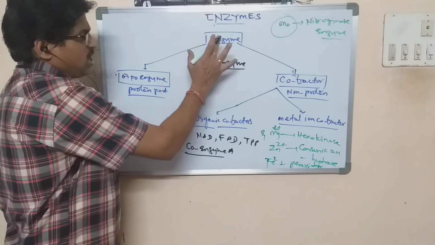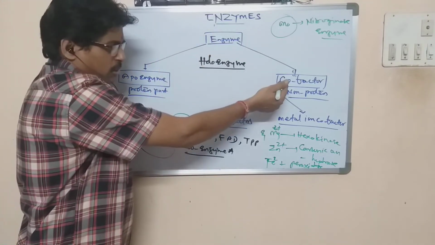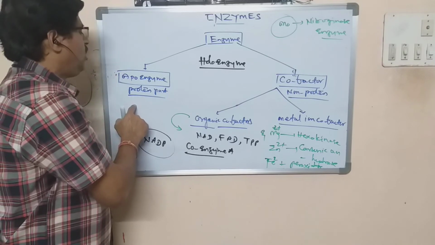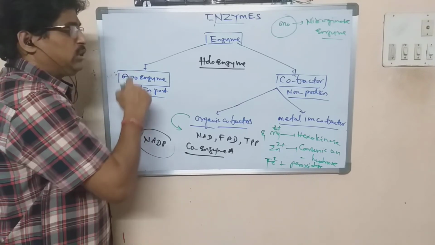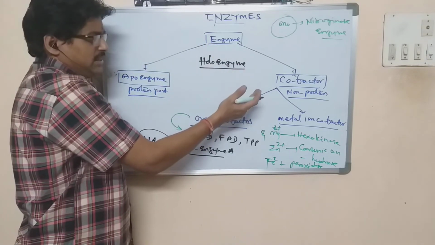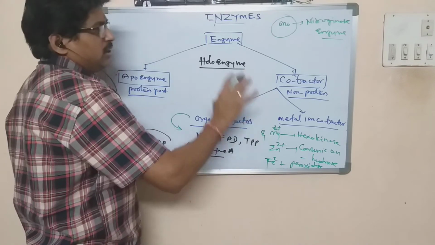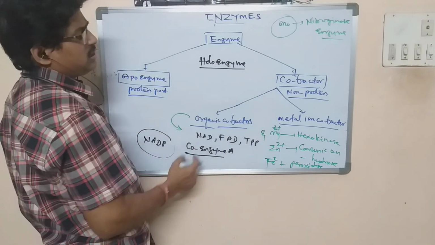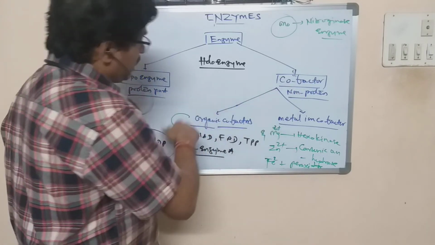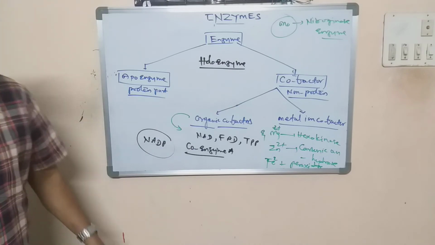So enzymes are like this. They consist of a protein part and a non-protein part. The protein part of the enzyme is nothing but the simple enzyme, which is also called the apoenzyme. They act independently. Whereas cofactors, without this protein part, never act independently. The cofactors are like this: organic cofactors and metal ion cofactors. In the organic cofactors, another one is also there.